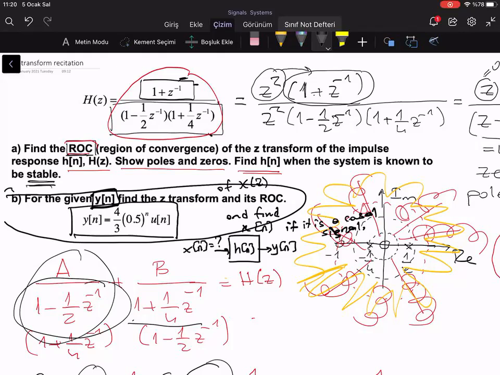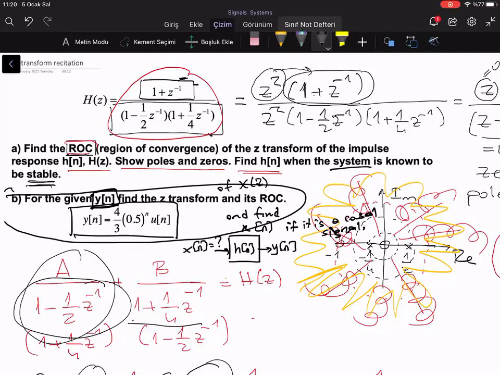But we know the system is stable. Can't we think like that for y of n and x of n? No. The stability of the system is a property of the system. The system doesn't care whether the input or the output is stable, causal, right-sided, left-sided. We think about the system separately from the input and output.